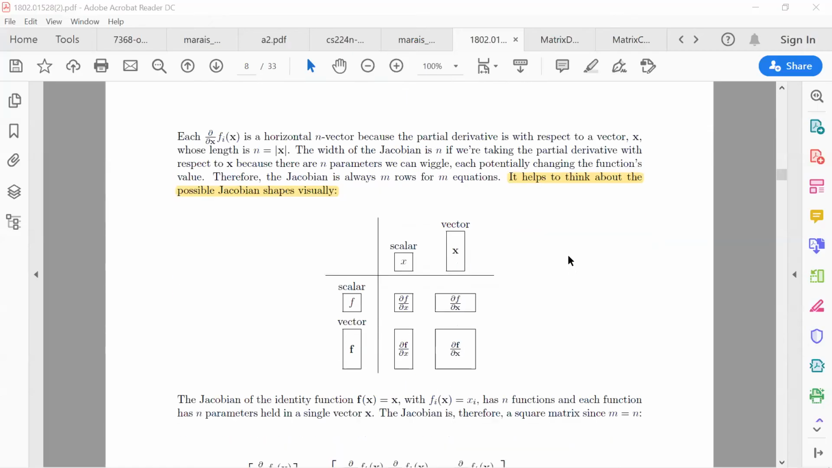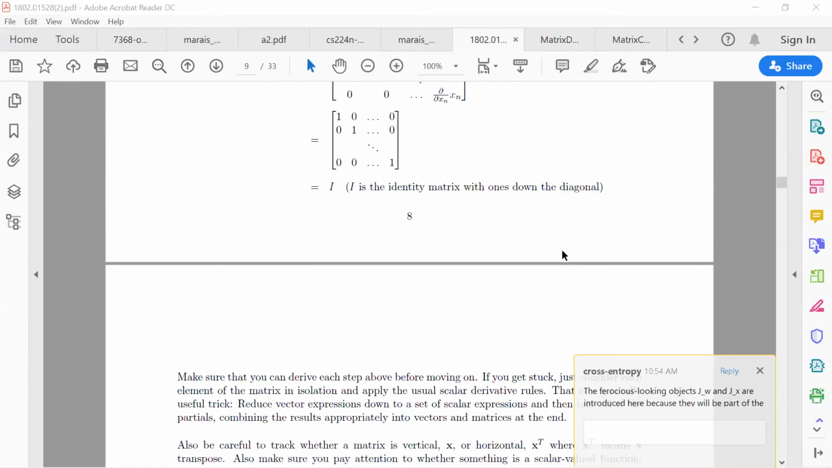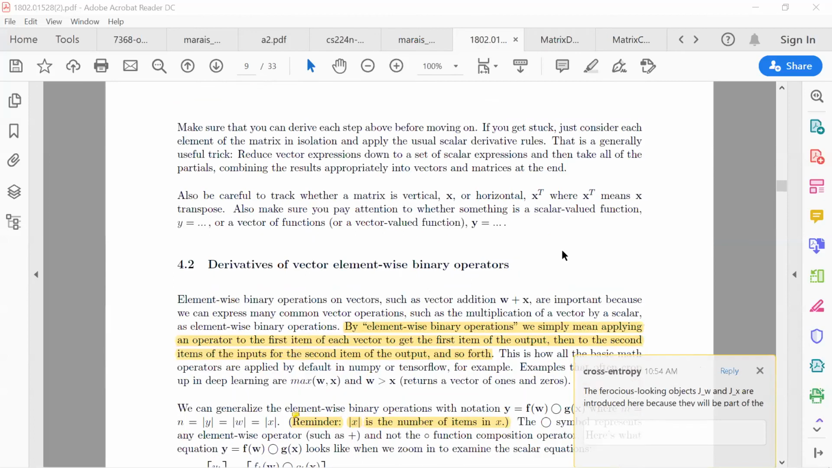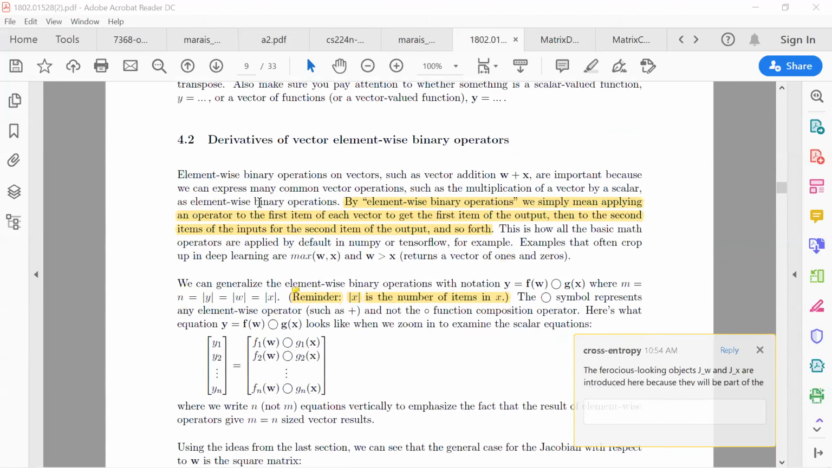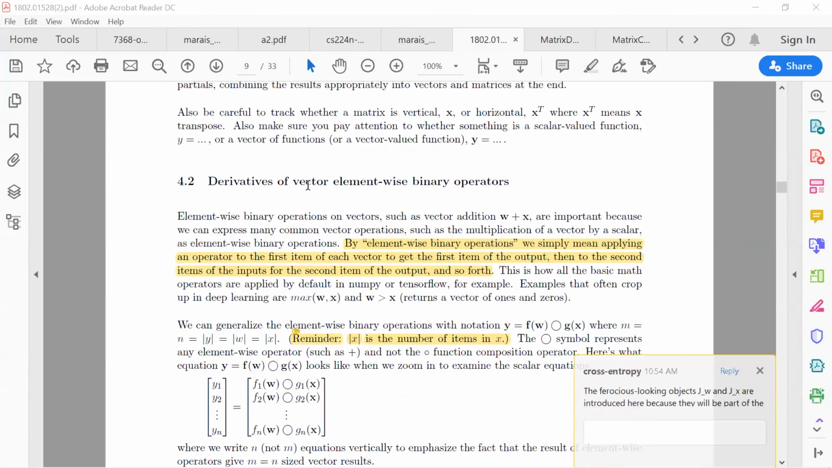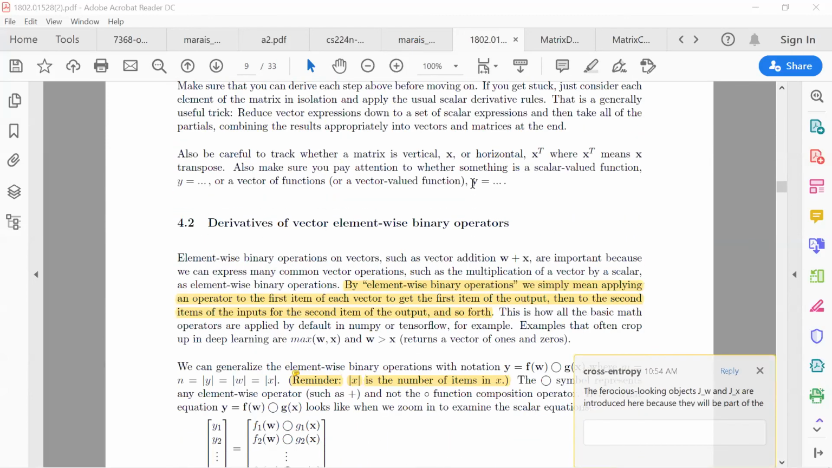Okay, here we are. You see the document again? Yes, right. About the section, derivatives of vector element. Just derivatives of element-wise, vector. Yeah, element-wise. Okay. Yeah, right about that.